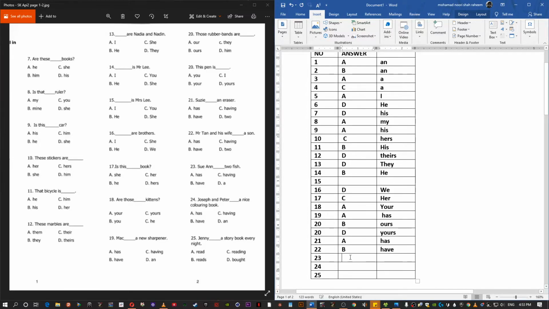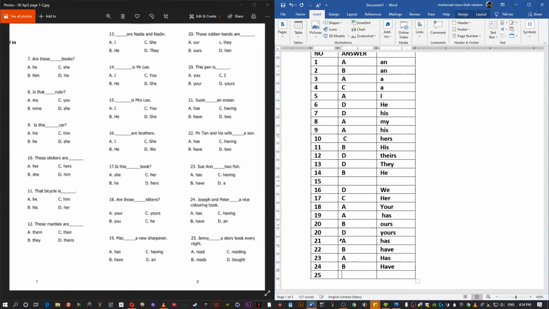Okay. 23. Alright, so 23. Sue Ann, two fish. Has, have, having, a. Has. Okay, but Sue Ann is one person. So, has a fish. 24. Joseph and Peter, a nice coloring book. Two people, right? Joseph and Peter. Okay. Joseph and Peter have a nice coloring book.